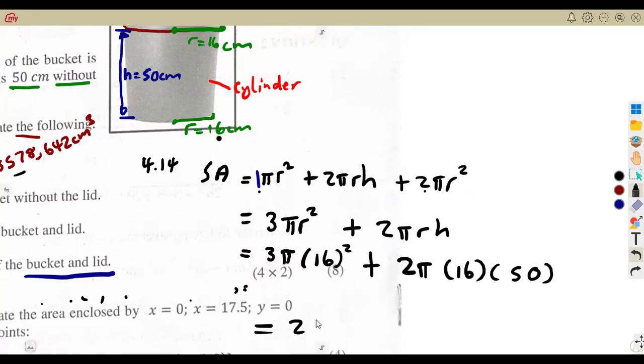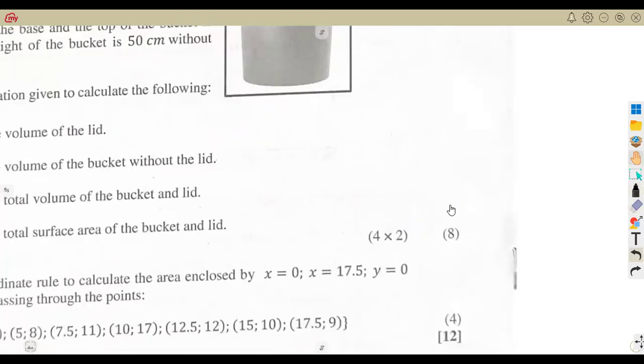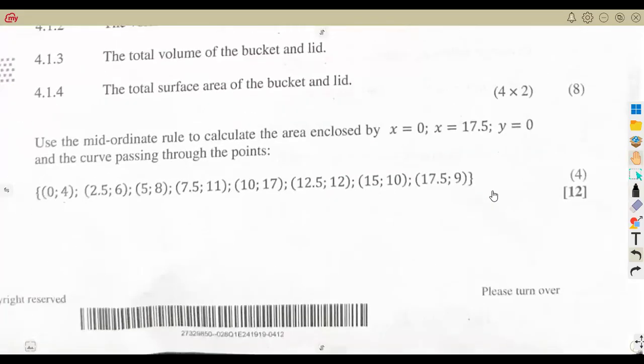So that was going to give us 2368 pi square centimeters, or as a decimal, 7,439,291. All right, this is surface area measured in square units, meaning you're going to have that in square centimeters. So apply questions, guys. Understand your questions. So that was it.